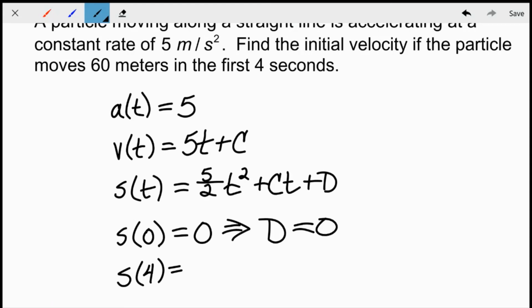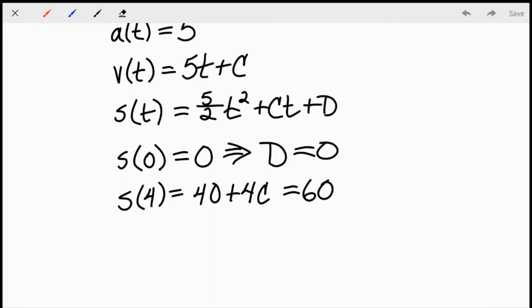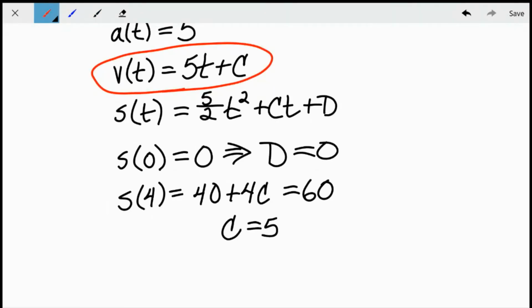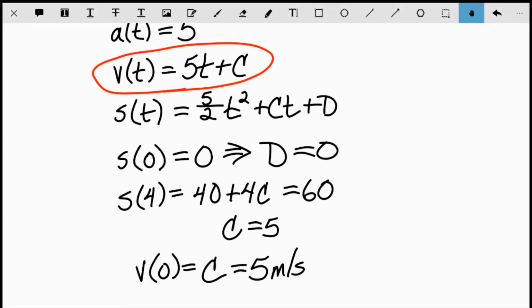So I'm going to plug 4 in, and that's going to give me 5 halves t squared would be 40 plus 4 times c. And I know the d is 0, so that's going to have to end up being 60. And that will end up letting me solve for the c value. So that means c is 5. And from that, remember on this velocity function, if I plug in velocity at time 0, it's going to give me c. So that means that the initial velocity would be the same as the c value, which would be 5 meters per second.